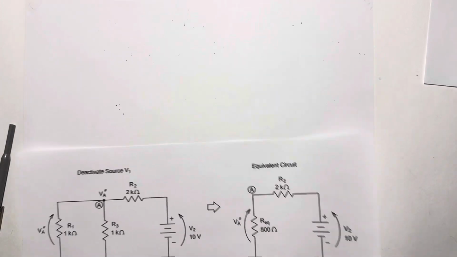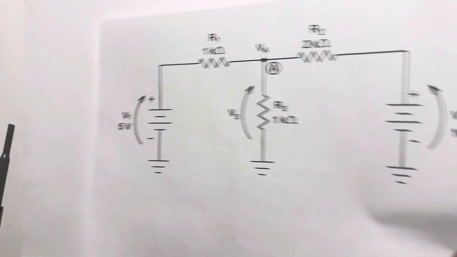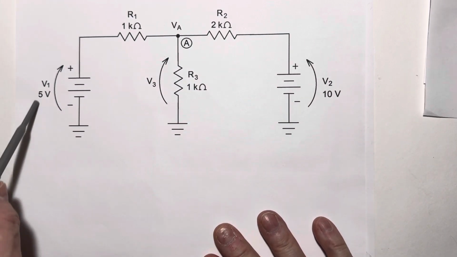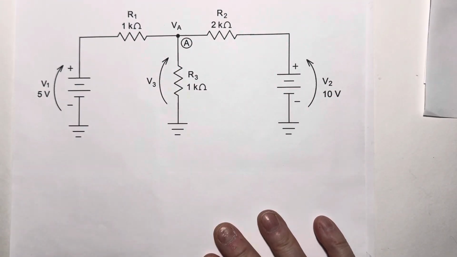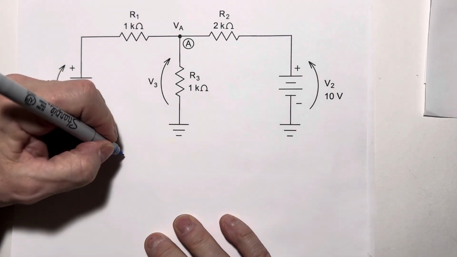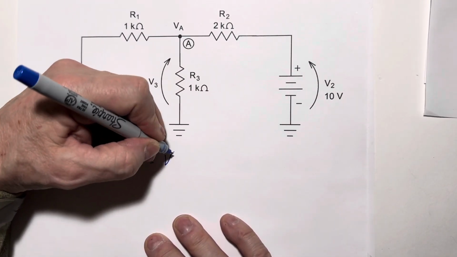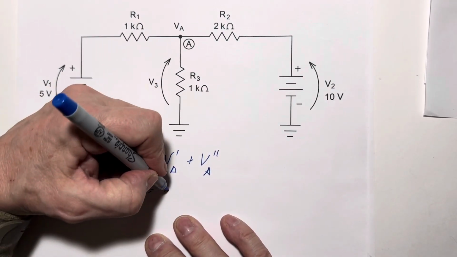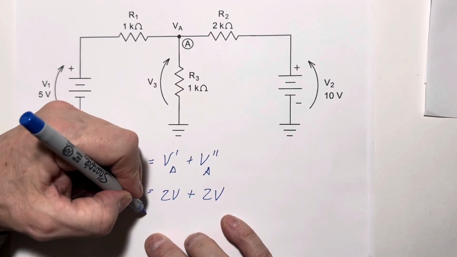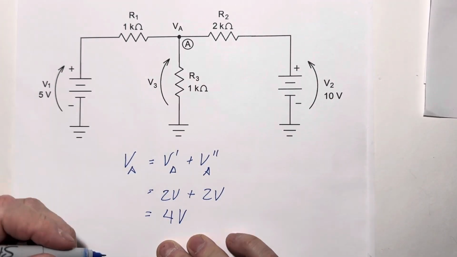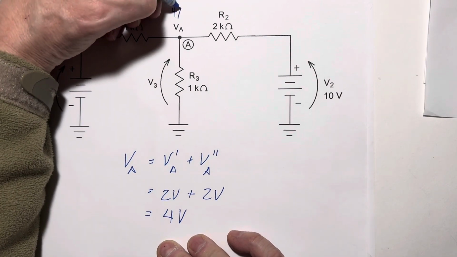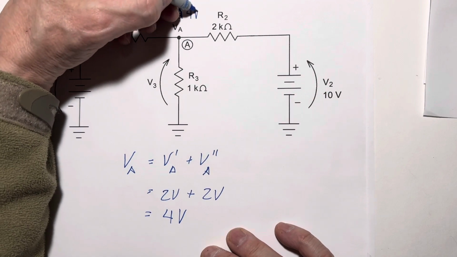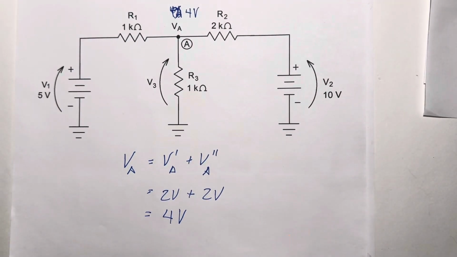Now, superposition tells us that V sub A is actually equal to V prime A plus V prime prime A. And those were 2 volts and 2 volts. So we should get 4 volts at node A. And I don't know why I wrote A. That is 4 volts. Probably because it was node A.